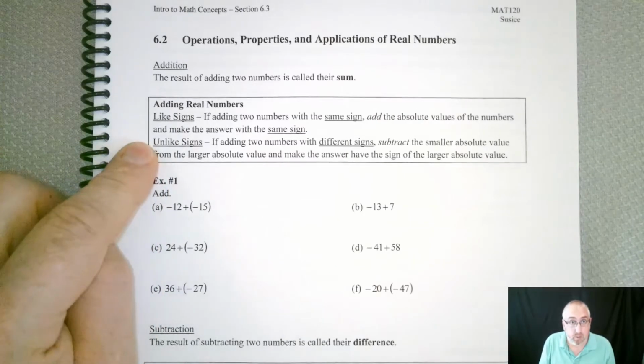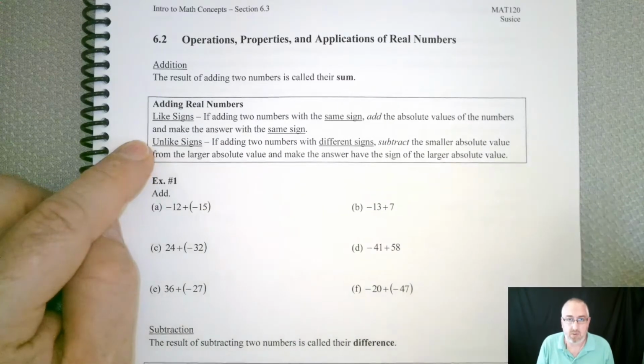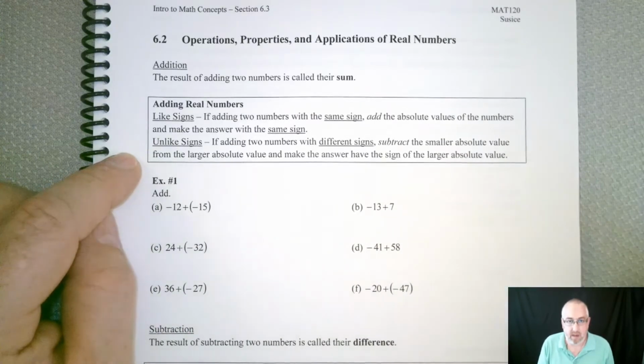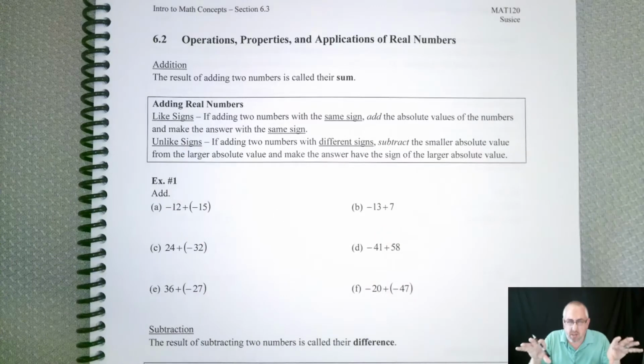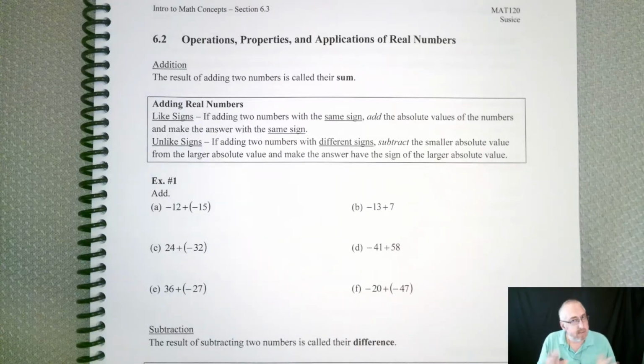The second rule says if the two numbers have different signs, subtract the smaller absolute value from the larger and then make the answer have the sign of the larger absolute value. So again, you analyze the problem, say, okay, I'm adding these two numbers together. They have different signs. So now I'll forget about the signs for a second, subtract the two, get my result, and then whichever of those two original numbers was bigger in size, I'm going to use the sign of that number on my answer. Okay, sounds a little confusing, but let's see it in action.